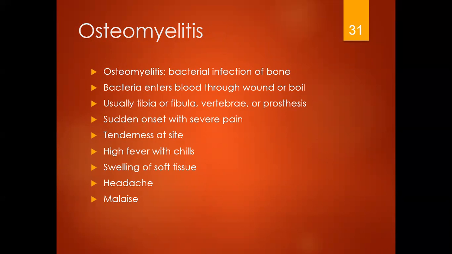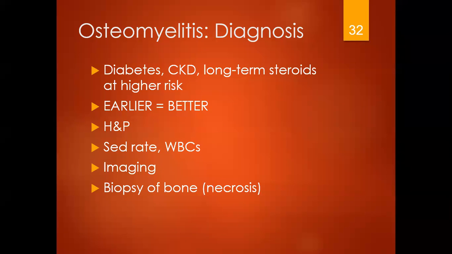These patients have a sudden onset of severe pain. It's very tender at the site, maybe a high fever with some chills, lots of swelling, headache. They just generally feel really terrible. If the patient has diabetes, chronic kidney disease, or they're on steroids for a long period of time, they're at a higher risk. The earlier we can diagnose this, the better their prognosis or outcome.